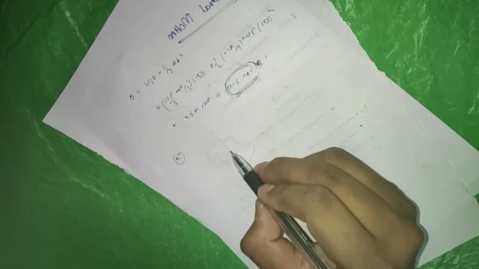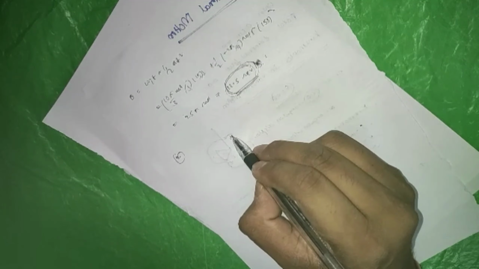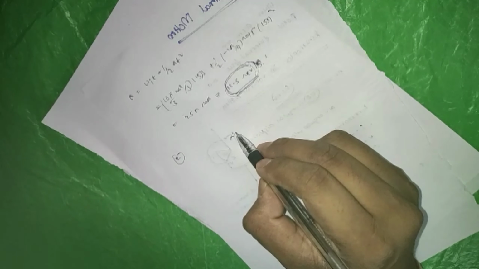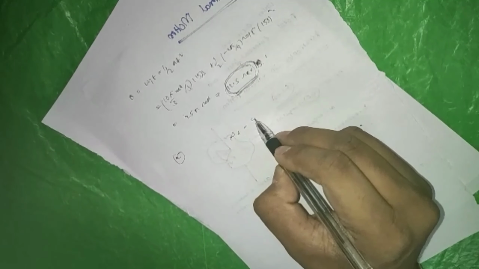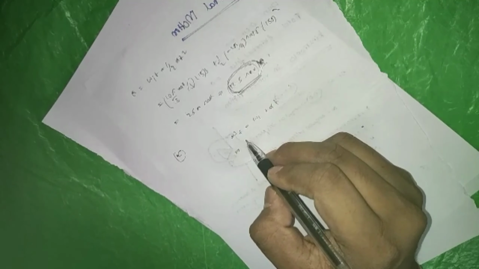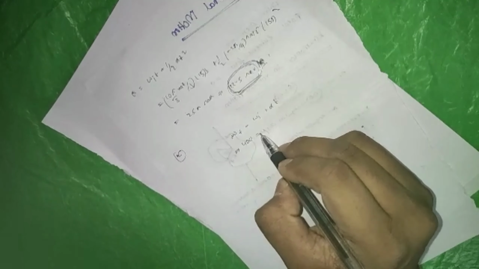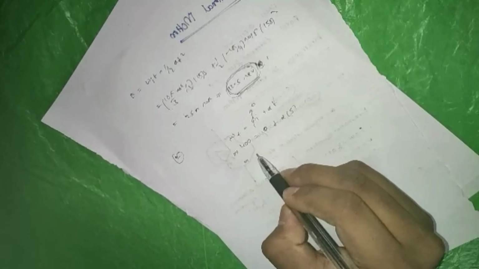Okay. Now, second question. We have omega final is equal to omega initial plus alpha t. Then omega final, we have the maximum speed, that is 400. Then it's starting from rest, so omega initial will be 0 plus alpha into time, which is given as 5 seconds. Then we will be getting alpha is equal to 80.